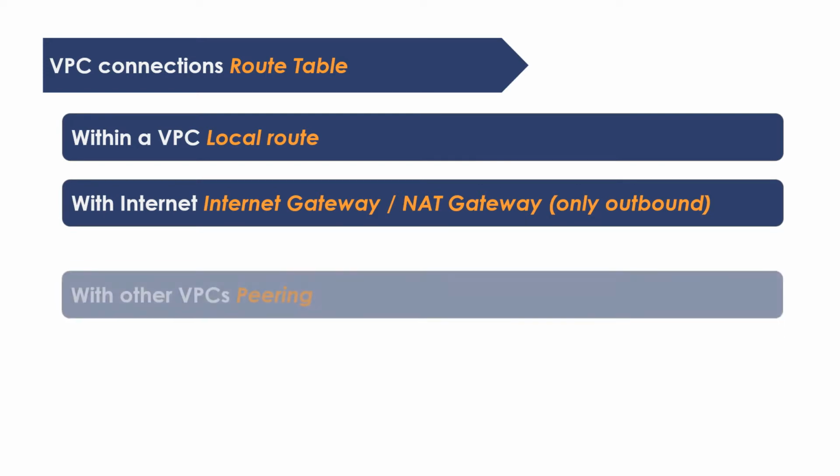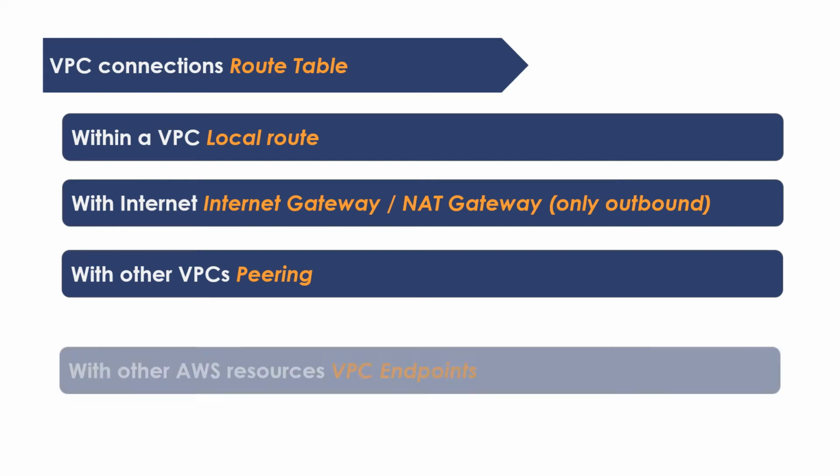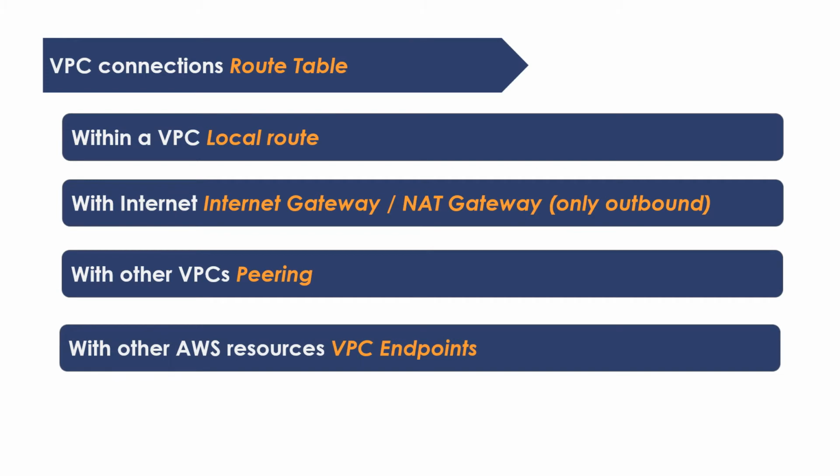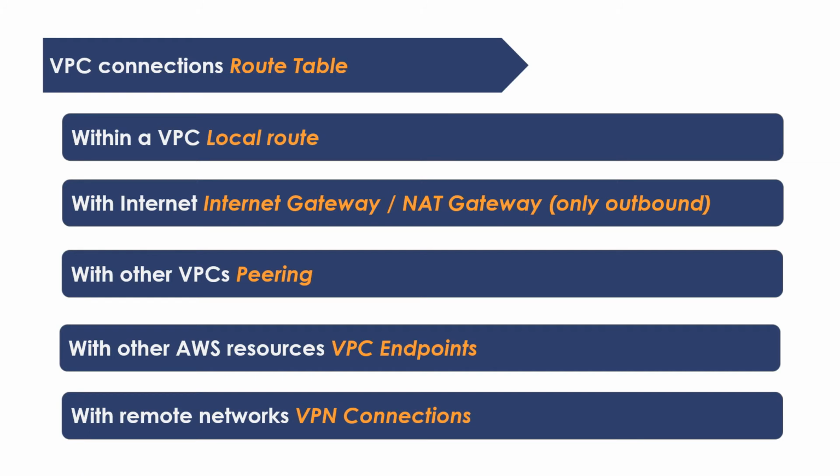Also with other VPCs called VPC peering. You can even specify how your VPC connects with other AWS resources using VPC endpoints. However, there are only a limited number of services supporting this at the moment. Finally, with remote networks outside AWS, for example, connecting AWS VPC with your private data center. This can be done using VPN connections.